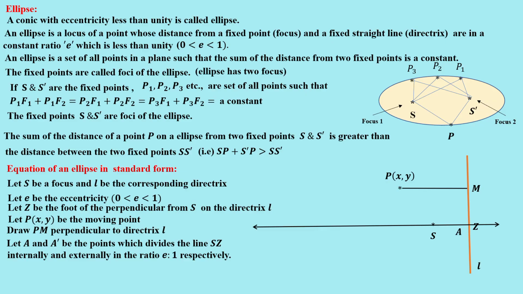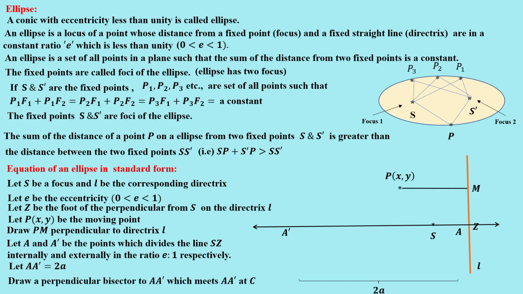So we are choosing A. A is the internal division and A dash is the external division of the line segment SZ, right? Let AA dash be equal to 2a, right? The distance is 2a. Draw a perpendicular bisector of AA dash which meets AA dash at C. So now we are going to draw a perpendicular bisector, so exactly dividing AA dash, right? So the point C is the midpoint of A and A dash, right?